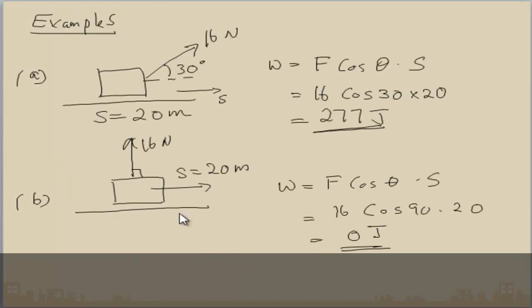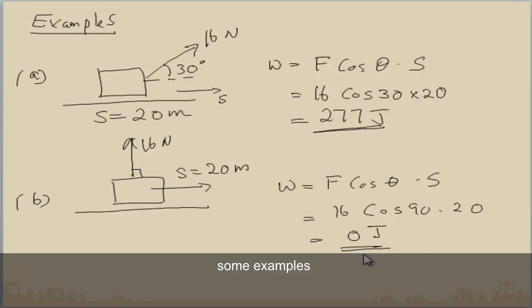Here are two simple examples to show how to find the work. In the first example, we have a 16 newton force that makes a 30-degree angle with the horizontal, and the displacement S is 20 meters. So the force is 16, the angle is 30, so 16 times cosine 30 times 20 gives us 277 joules. In the second example, the angle is 90, so cosine 90 is 0, so the work becomes 0.